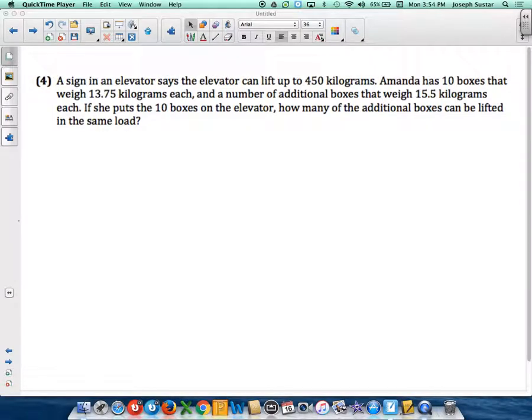A sign in an elevator says the elevator can lift up to 450 kilograms. Amanda has 10 boxes that weigh 13 and 75/100 kilograms each, and a number of additional boxes that weigh 15 and 5/10 kilograms each. If she puts the 10 boxes on the elevator, how many of the additional boxes can be lifted in the same load?